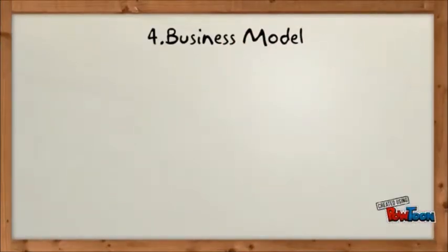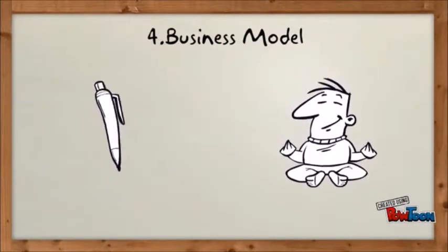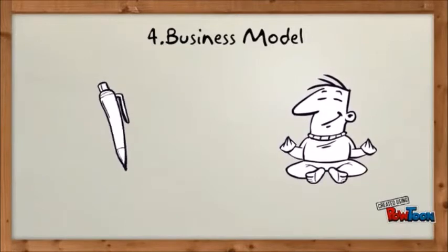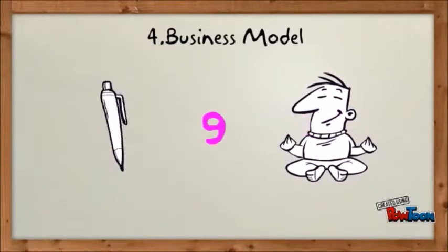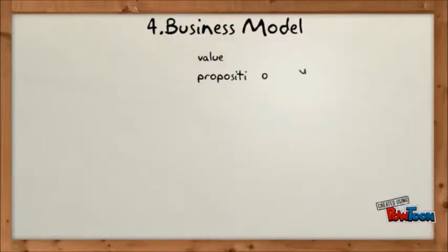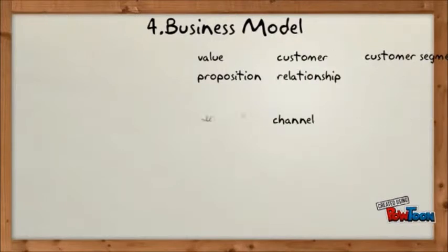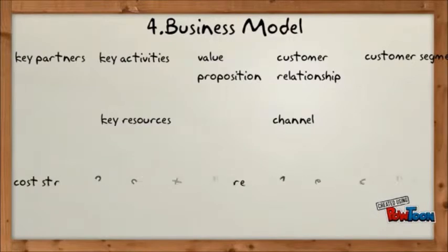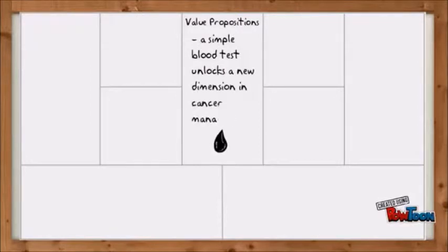In the business model analysis, we did list all related elements needed for Guardant 360 to run the business. There are 9 main scopes in the business model analysis: value proposition, customer segment, customer relationship, channel, key resources, key activities, key partners, cost structure, and revenue stream. The first one, value proposition. They point out a clear objective, which is a simple blood test unlocks a new way in cancer management.